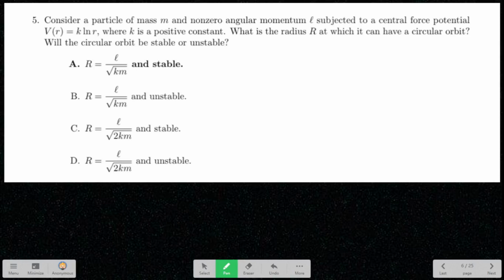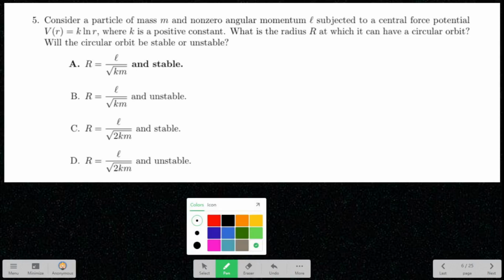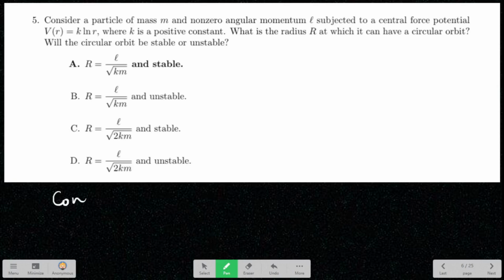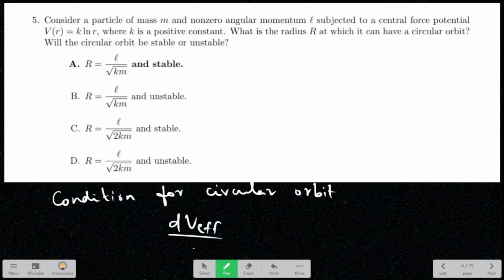So there is a particle of mass m, and it has a non-zero angular momentum L, and it is subjected to a central force potential V of r is equal to k ln r. K is a positive constant. We are asked the radius at which the orbit is circular. So the condition for circular orbit is dV effective upon dr at r equal to capital R is equal to 0.